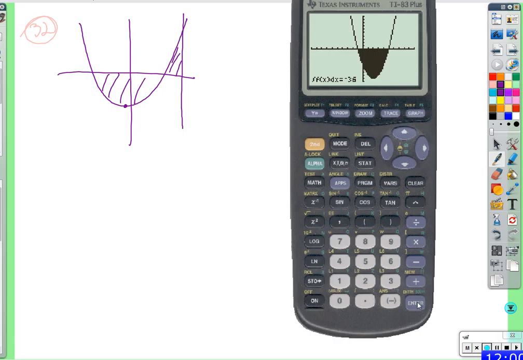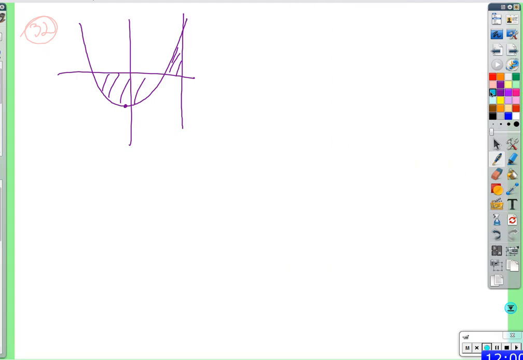Now what are we going to do? Remember, we're just trying to figure out what k has to be equal to so that the areas are equal. Find the area from -1 to 5. That definitely is going to be faster this way. The area from -1 to 5 is -36. Alright, so now we know that.